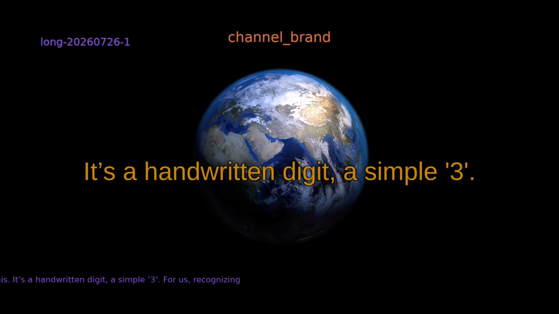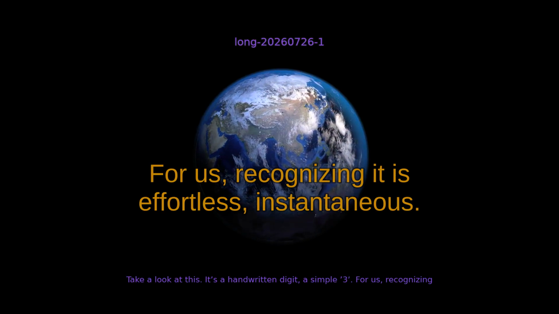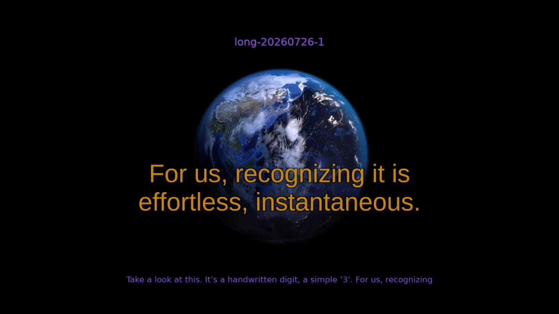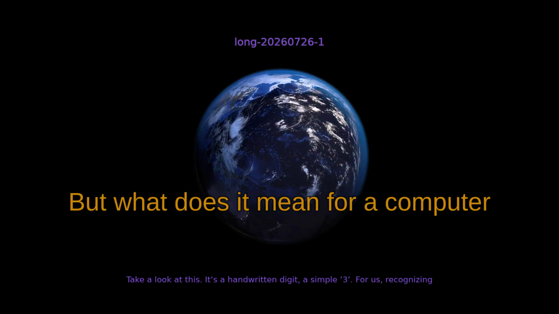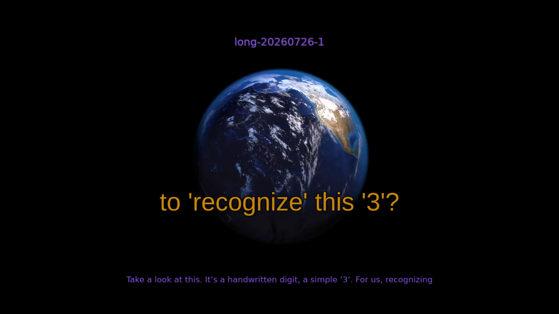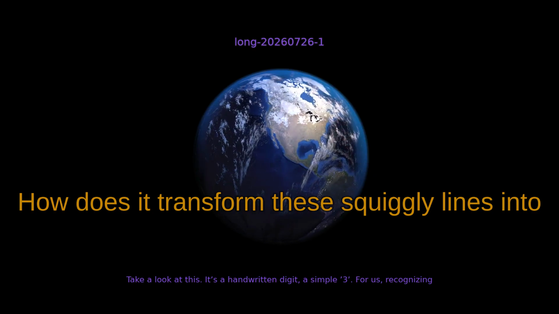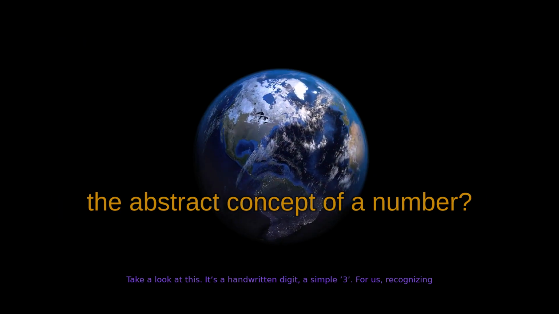Take a look at this. It's a handwritten digit, a simple 3. For us, recognizing it is effortless, instantaneous. But what does it mean for a computer to recognize this 3? How does it transform these squiggly lines into the abstract concept of a number?